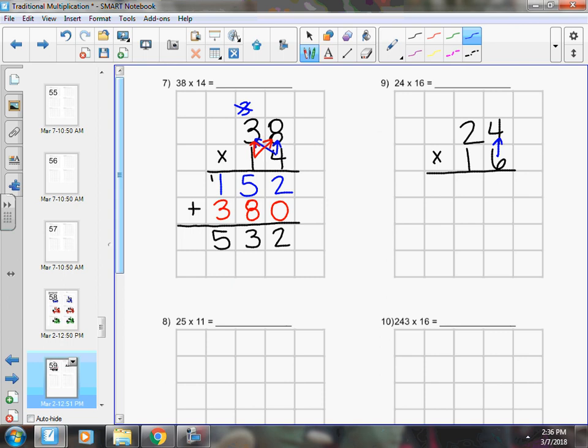Right next door, 24 times 16. 6 times 4, then 6 times 2. 6 times 4 is 24. 6 times 2 is 12, plus 2 is 14.